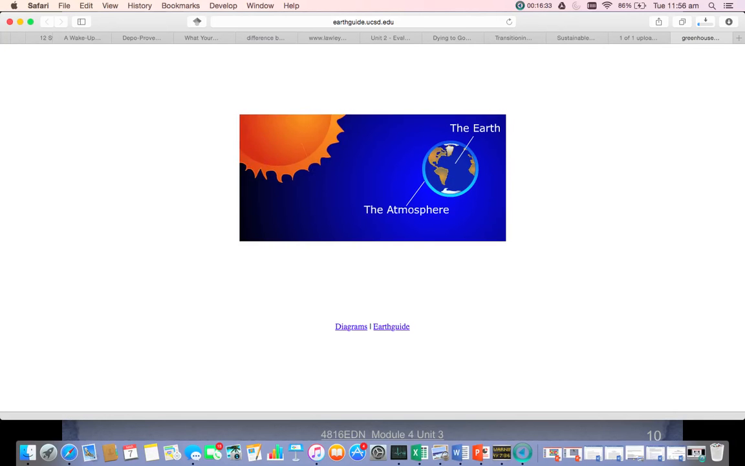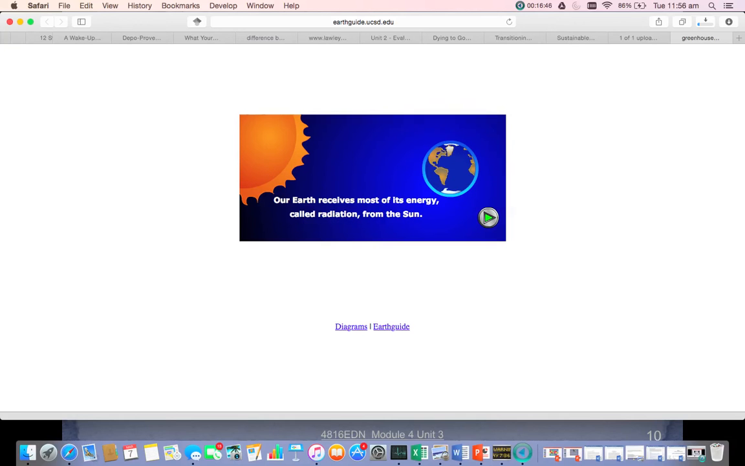This ICT actually has no sound, but we can see the main structures there. We have the sun, the earth with the earth's atmosphere around it. So we're going to actually show the process. Our earth receives most of its energy, called radiation, from the sun. Now, we said before that light travels in straight lines, so the squiggly line could be baffling you right about now, but we're just indicating it's a form of radiation. We also have visible light, which is the light that we see, and this radiation also contains infrared and ultraviolet rays.